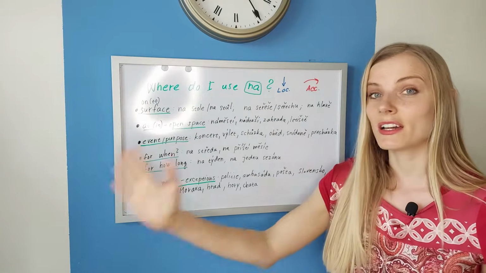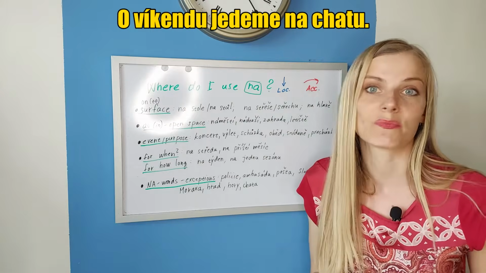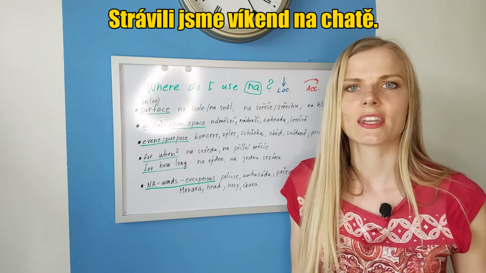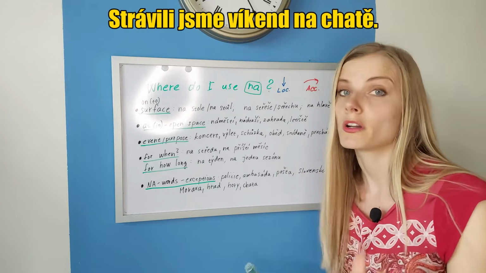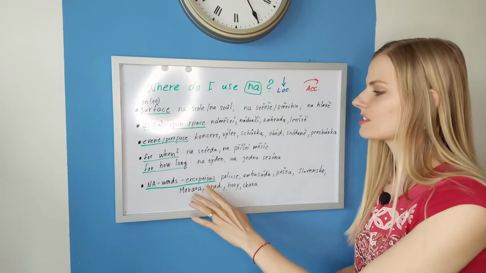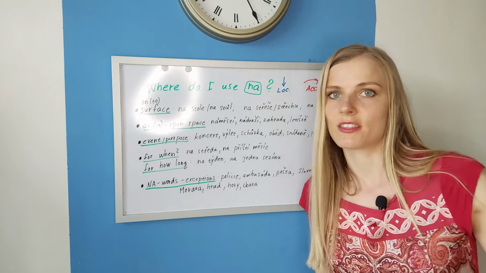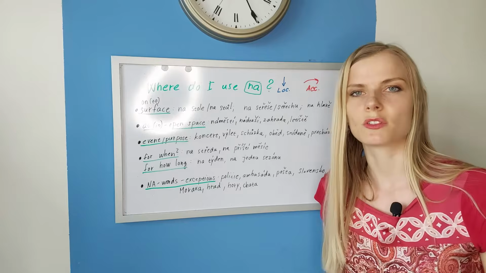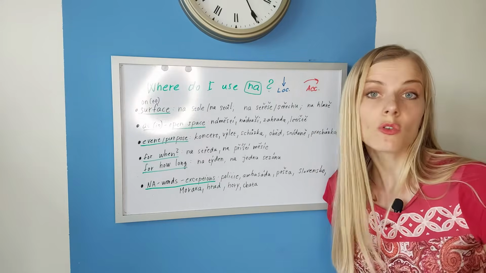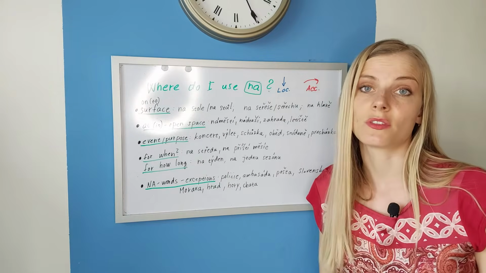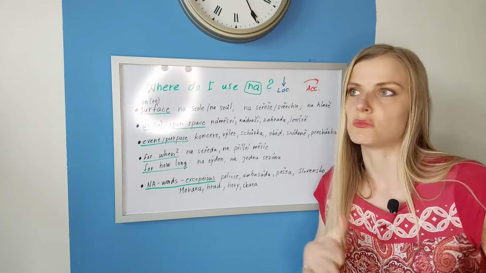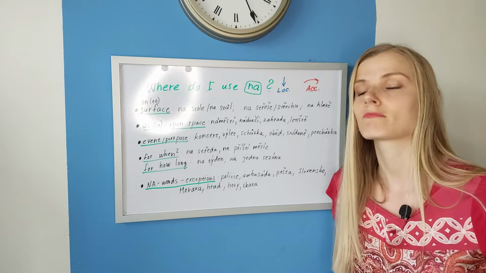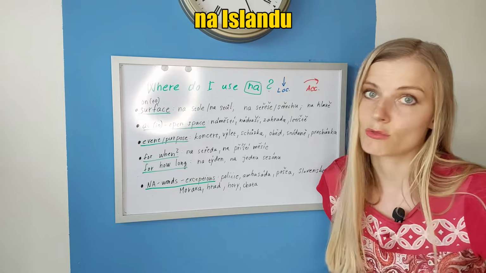O víkendu jedeme na chatu. At the weekend we're going to the cottage. Strávili jsme víkend na chatě. We spent the weekend at the cottage. And there are more exceptions. I would recommend you just write all the words that would take na. I forgot to mention one rule that when we speak about islands and peninsulas, we also use the na preposition with them. So, na Floridě, it's a peninsula, in Florida. Na Islandu, in Iceland. Na Maltě, na Madagaskaru, etc.